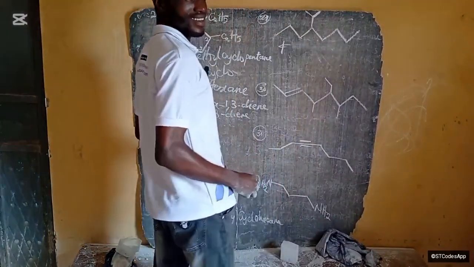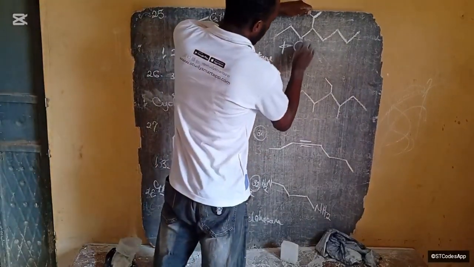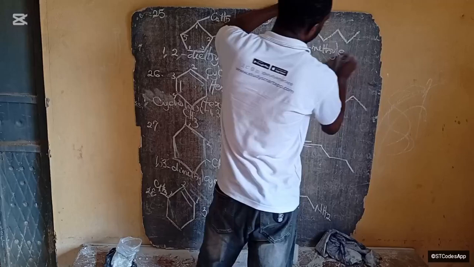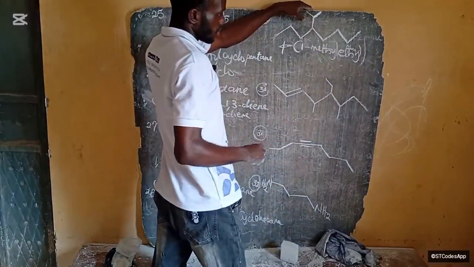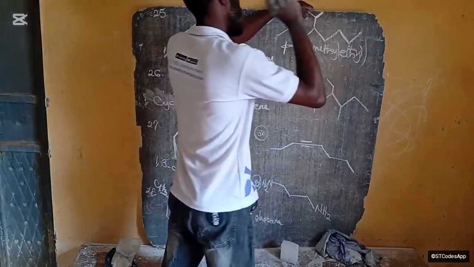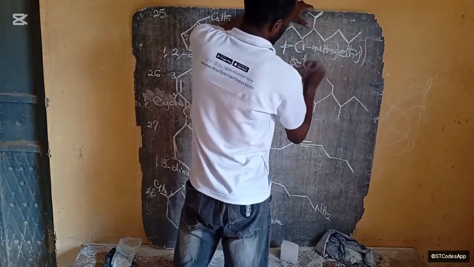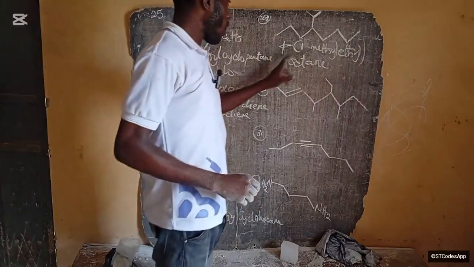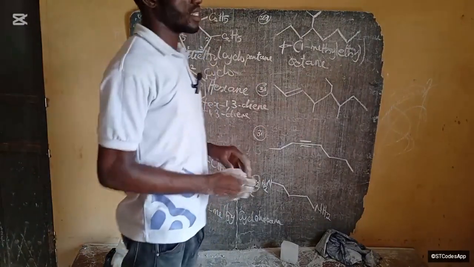So we have 4, 1 methyl ethyl. Is that okay? 4, 1 methyl ethyl, 1 2 3 4 5 6 7 8. That's oct, and we just go octane. Is that okay? Or 4 isopropyl octane. Okay? So that's the answer there.